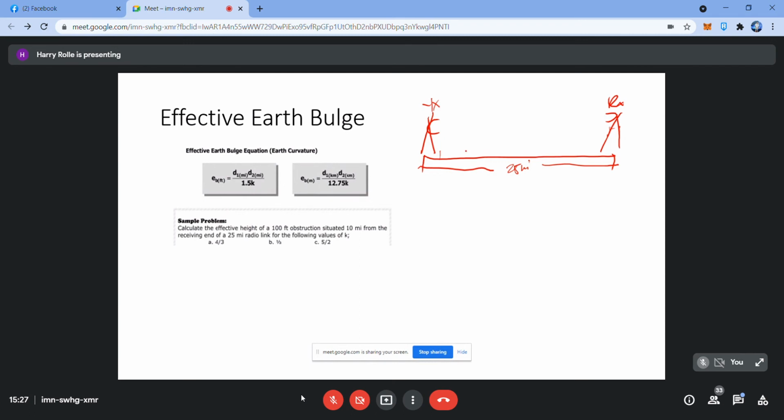The 100 feet obstruction is 10 miles from the receiving end. So from here is your receiving end, and here is the 10 miles. What is the 100 feet? It is the height of the obstruction.